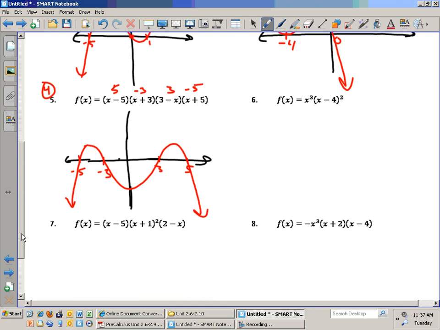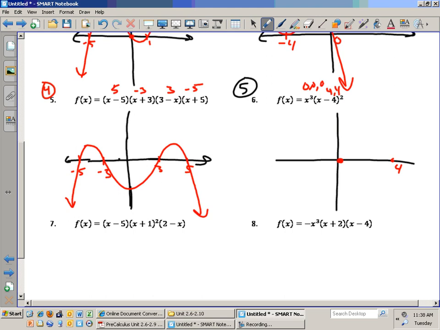Look at your next one. What degree is number 6? 5th degree. What are my solutions? What are my zeros? 0, 0, and 0. And 4 and 4. So I mark 0 and I mark 4. 5th degree is going to start up and finish down, or start down and finish up. Start down and finish up because it's positive.